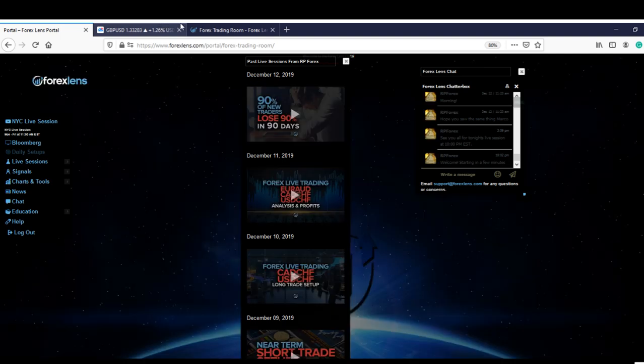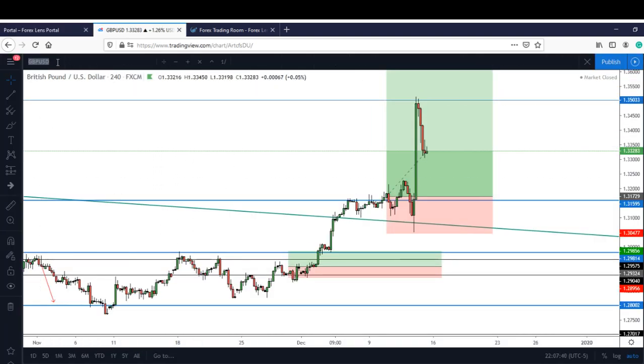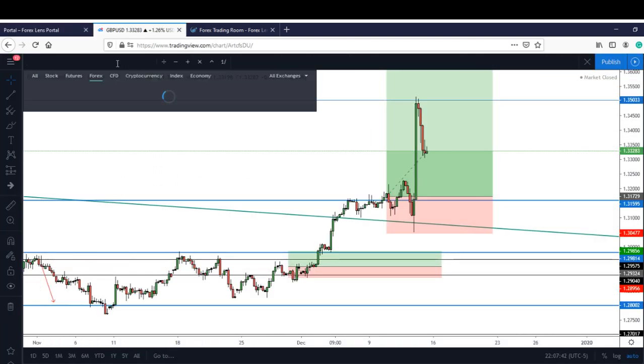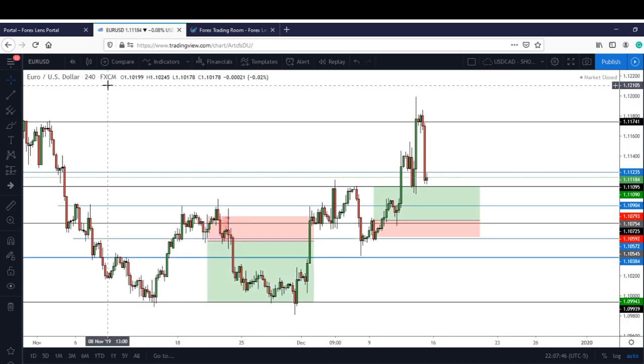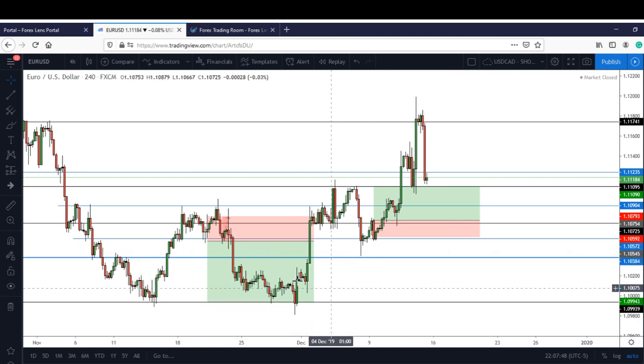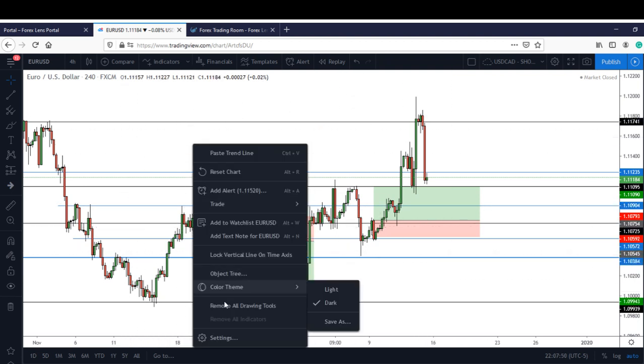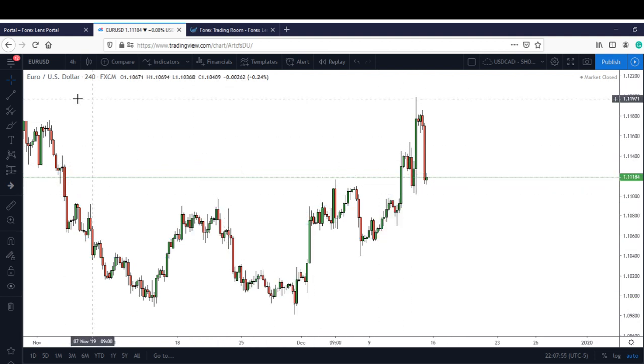And right now we're on the portal. We're going to go through the majors. We're going to go through Euro USD. And we're going to basically strip down all our levels and do analysis from the very beginning. So, new year, new charts. So let's remove all drawing tools. And a clean chart looks so nice.